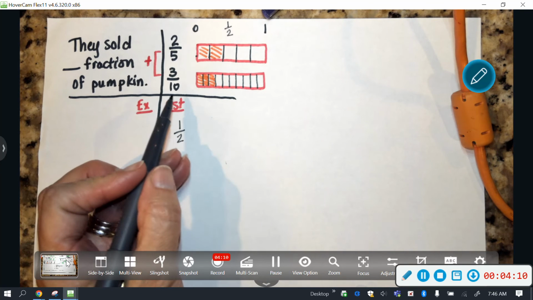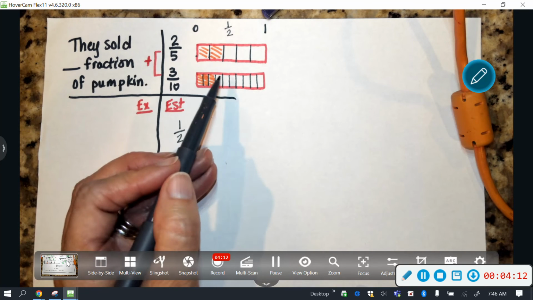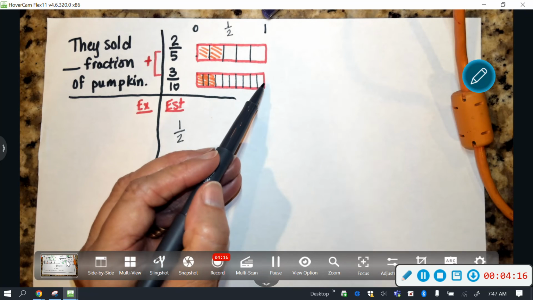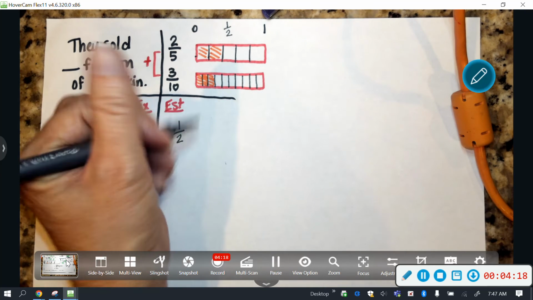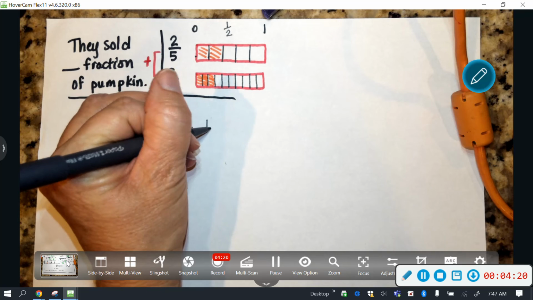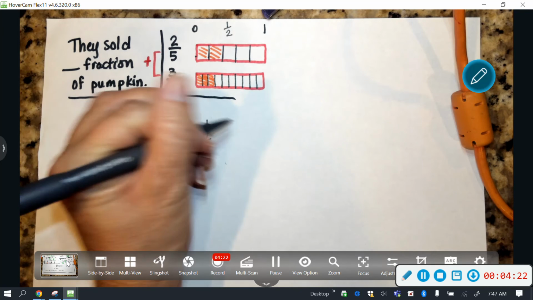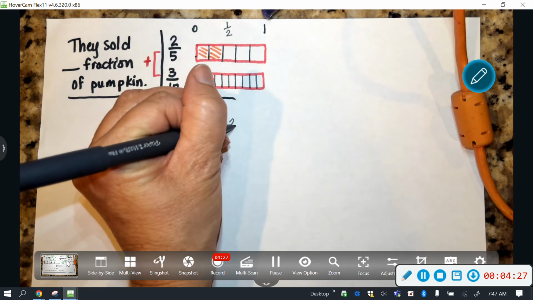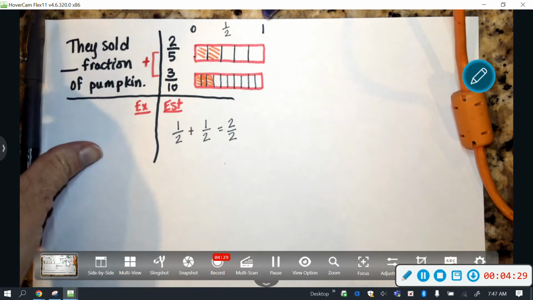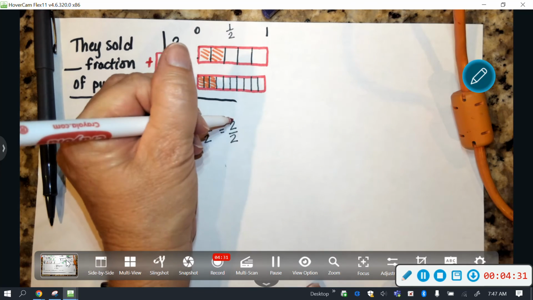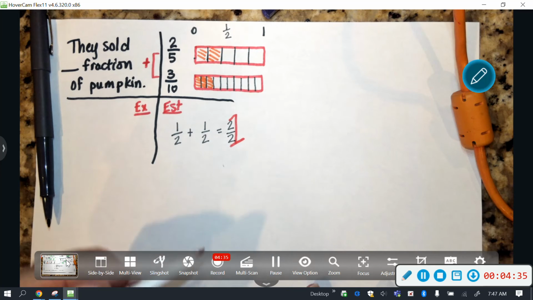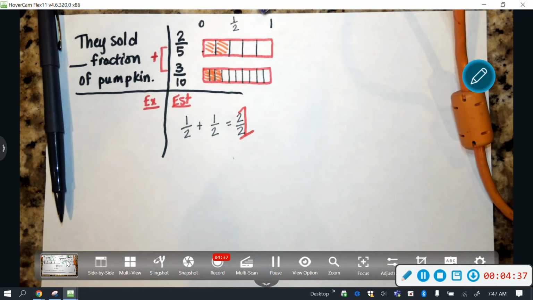When I think about the fraction 3/10, it's probably closer to 1/2 than it is 0. And we know it's not even close to 1, so I'm going to write down 1/2. So a quick estimate would be 1/2 plus 1/2, which would give you 2/2. And we know anytime we have 2 over 2, that's our wonderful 1. So my answer should be pretty close to 1.